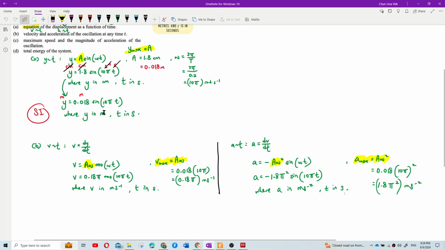Always write this, class. I want you to always write the unit even though the question doesn't show it, because sometimes this one gets marks.